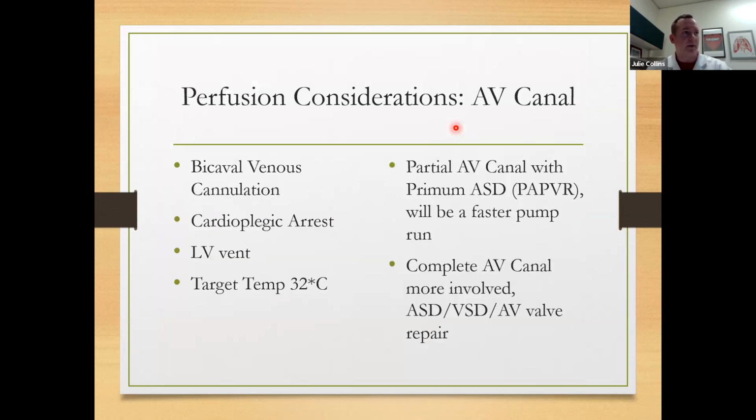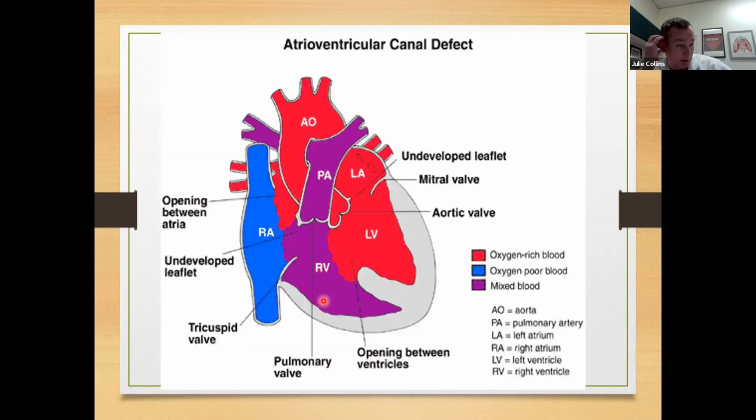So on an AV canal, we're going to do bicaval venous cannulation, obviously cardioplegic arrest. Typically a target temp at 32 degrees. With a total AV canal, what are we concerned with? If it's balanced or unbalanced. Okay, so what happens during a balanced AV canal?